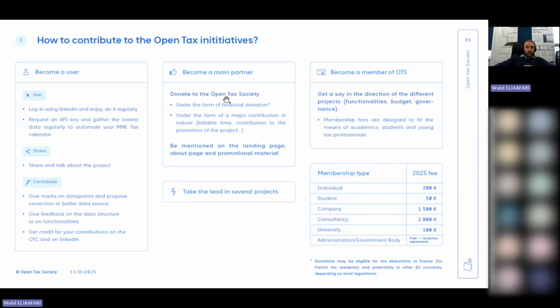Of course, both partners and members will be directly cited on some of the marketing elements, if they accept, on initiatives on which they have contributed or on the website of the Open Tax Society. And for the contributors, what we were planning to do is to have the list of the major contributors available, even if you're only a user and if you contribute, so that there is recognition of the work that you may put into the initiatives.